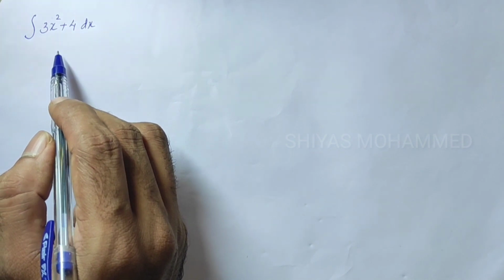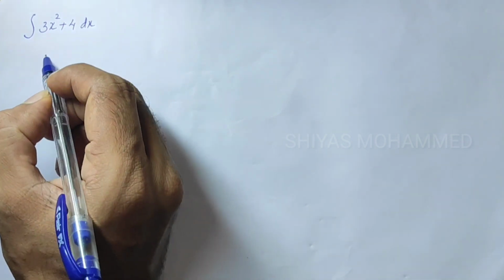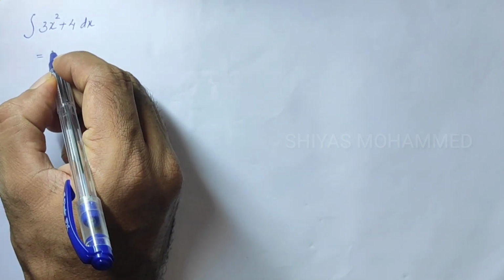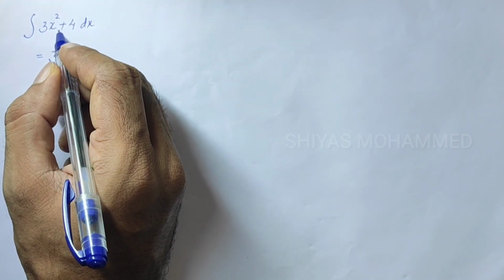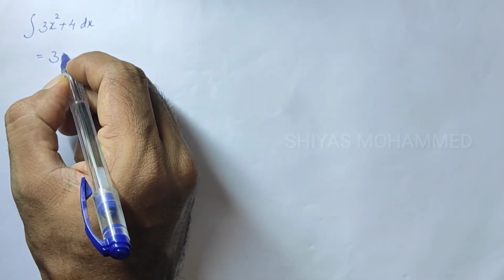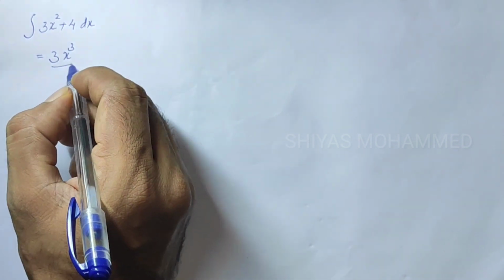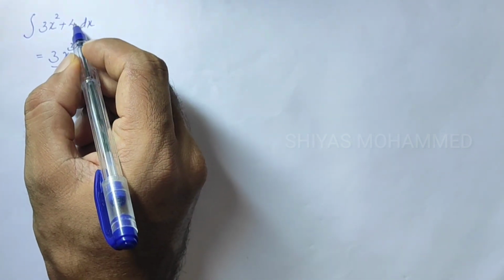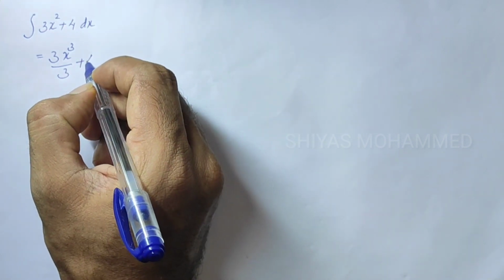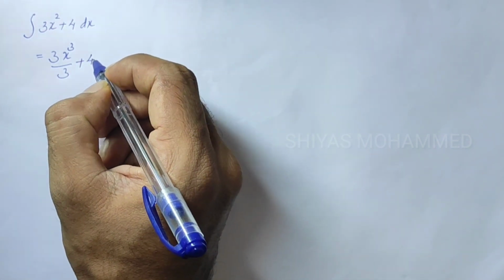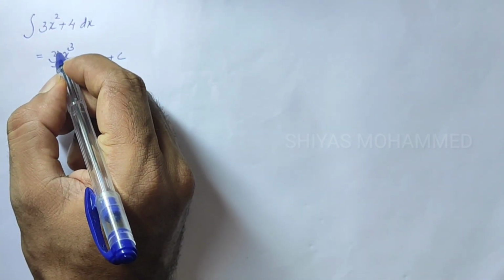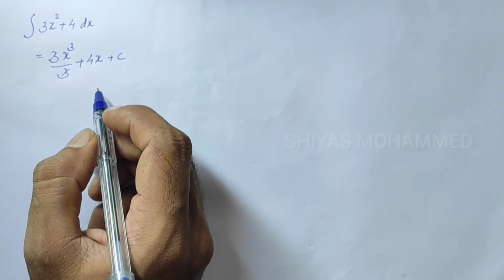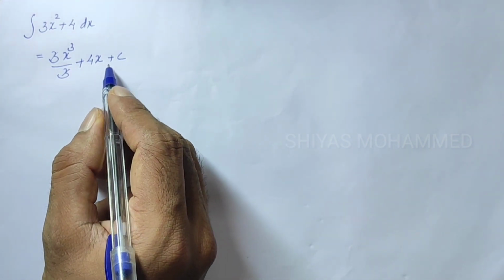Now we can do an example problem. The question is the integral of 3x square plus 4 dx. Here 3 is a constant, so I write 3 as such. We know that this is the same as x to the power n, so it will be x to the power n plus 1 divided by n plus 1. So here it will be x cube divided by 3, plus 4 into 1. So 4 we write as such, and we know that the integral of 1 will be x with respect to x. And we want to write the plus c. So this 3 and 3 we can cancel each other. So the final answer will be x cube plus 4x plus c.